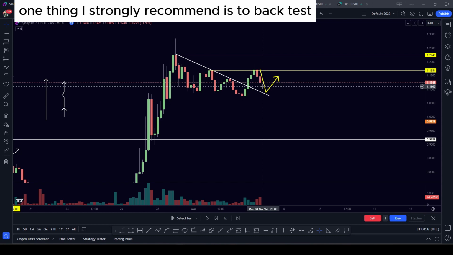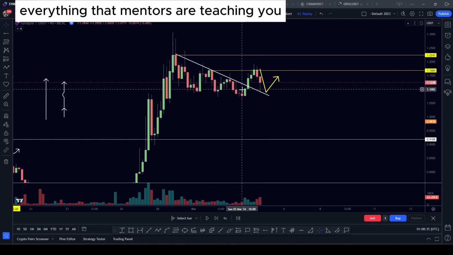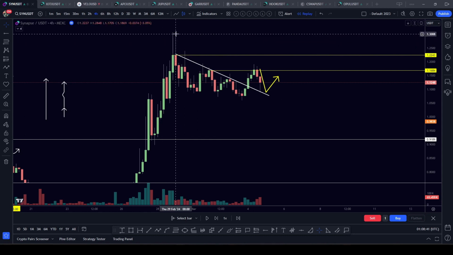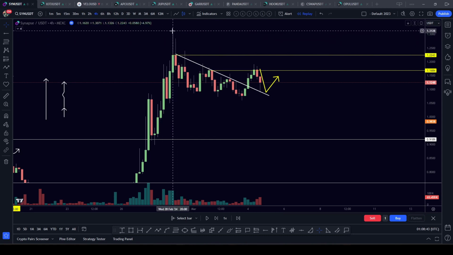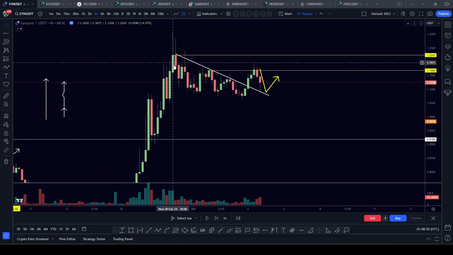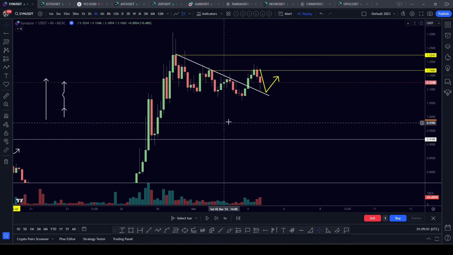One thing I strongly recommend is to backtest everything that mentors are teaching you. They're going to say long wick reversals. However, there have been many charts where I've seen these long wicks and the price continues going up, or vice versa. Long wicks on the bottom and the price continues going down. So let's go ahead and continue with this one. Let's go ahead and go for the next bar.